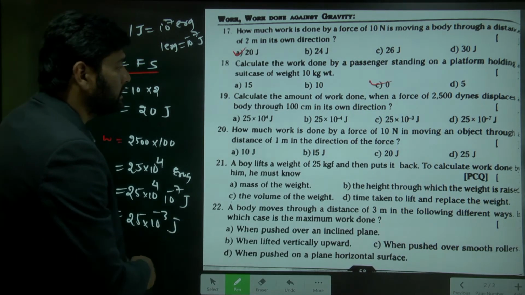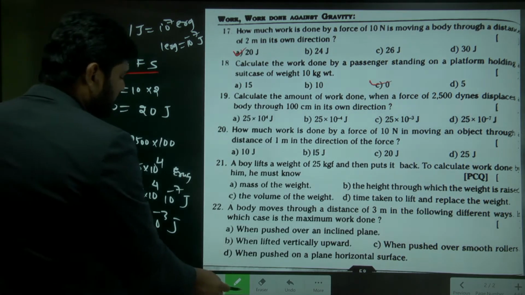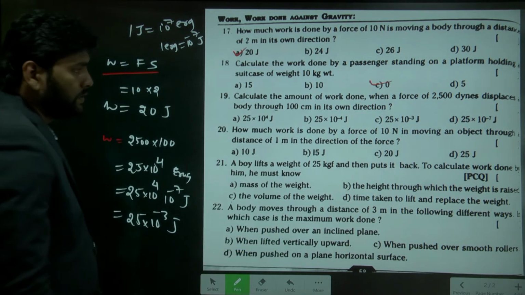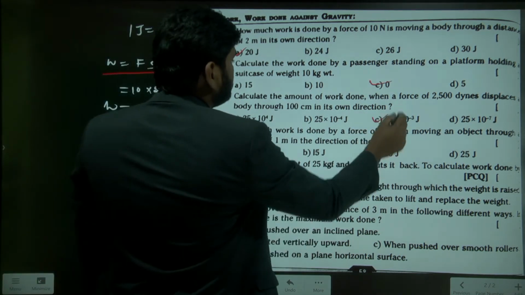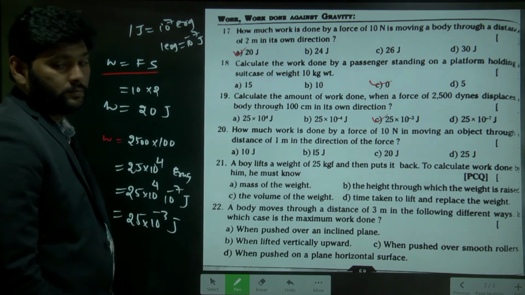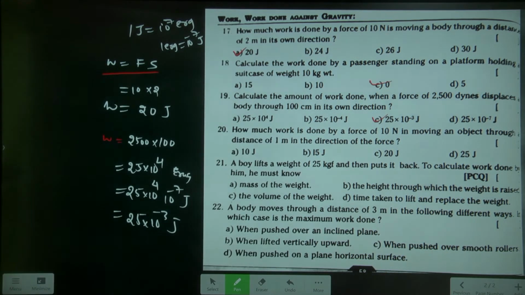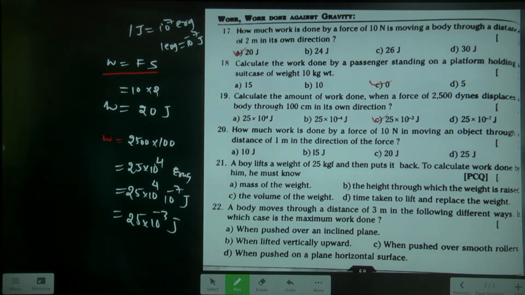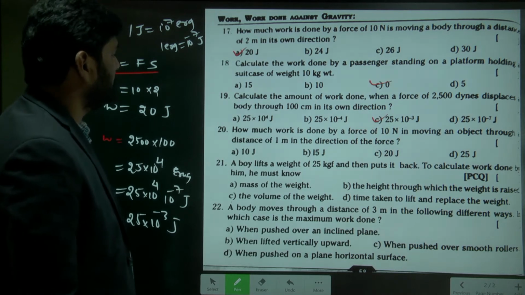So the answer is what? What is the answer then? 2.5 into 10 power minus 3 joules. Which one is the answer? Option 3, sir. Yes. Note it. Completed? Is it completed? Next, go for the next question.